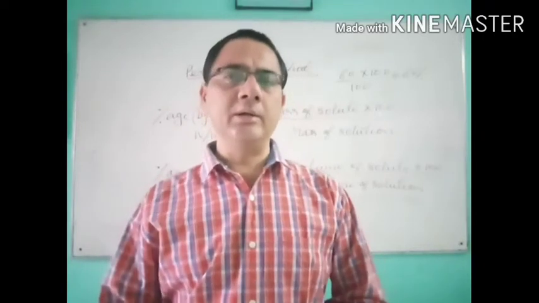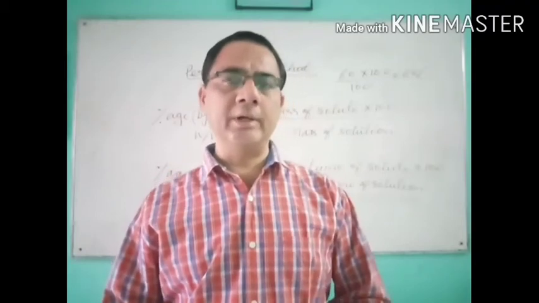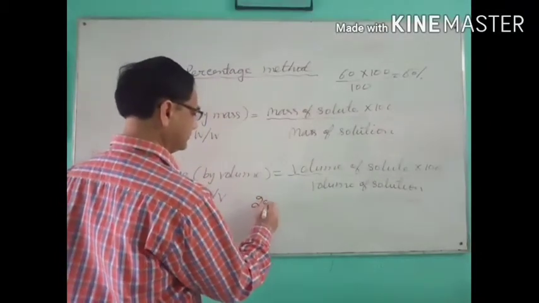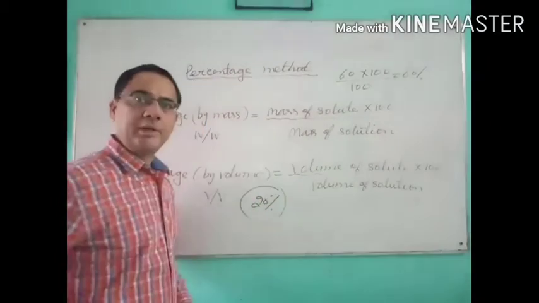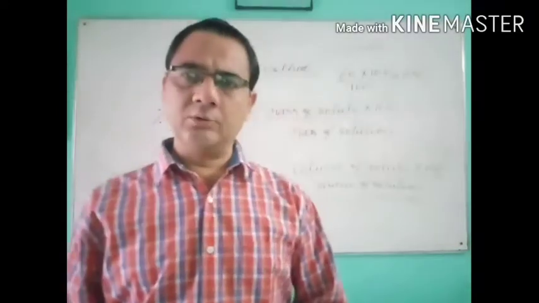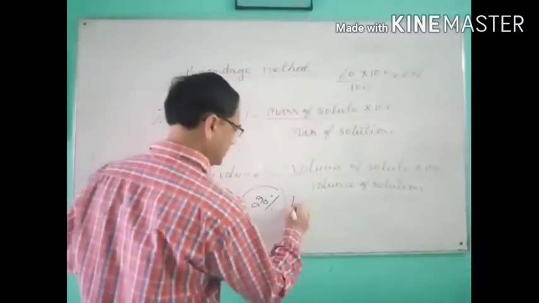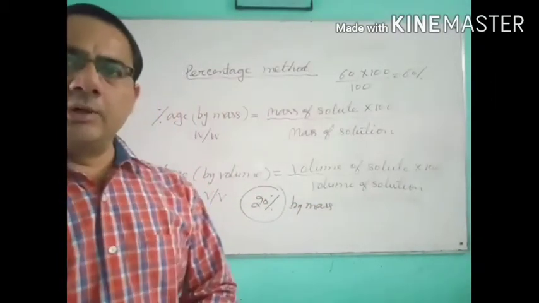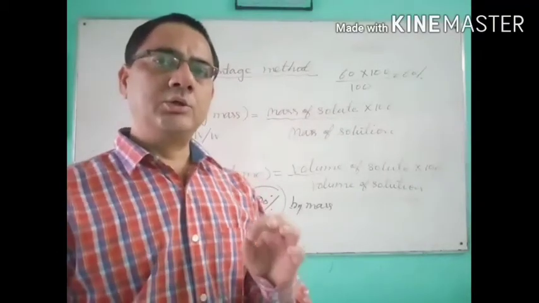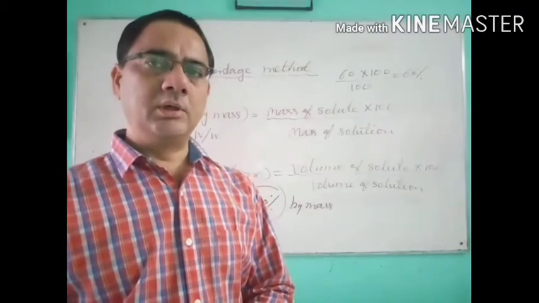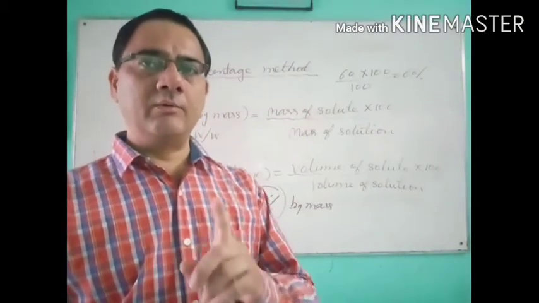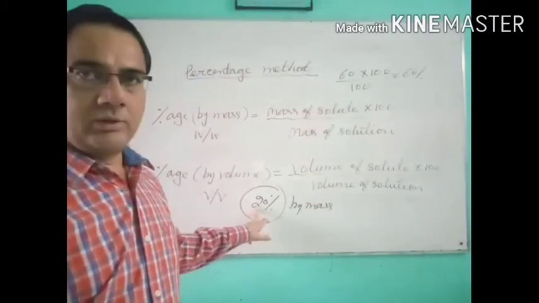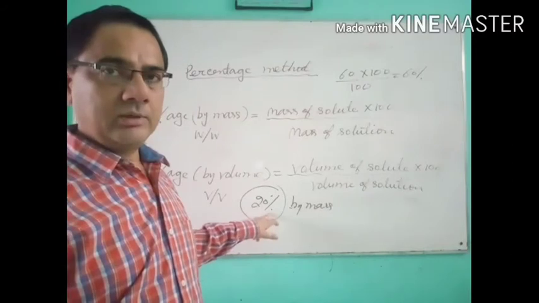Now if you are calculating the percentage of the solution, and that is 20%, then what is the meaning of 20%? So you say 20% by mass. We write 20% by mass. So what is the meaning of 20% by mass? 20% by mass means 20 gram of the solute dissolved in 100 gram of the solution. Remember it is solution, not the solvent. That is 20 gram of the solute dissolved in 100 gram of the solution.